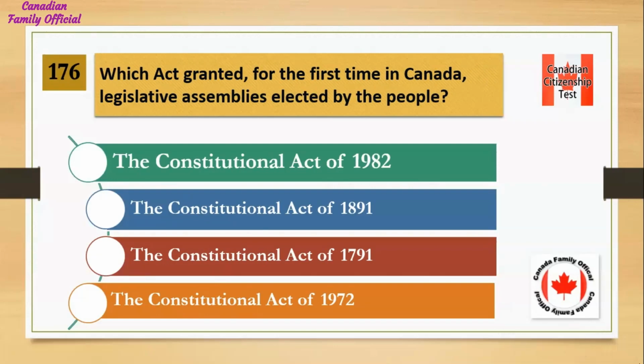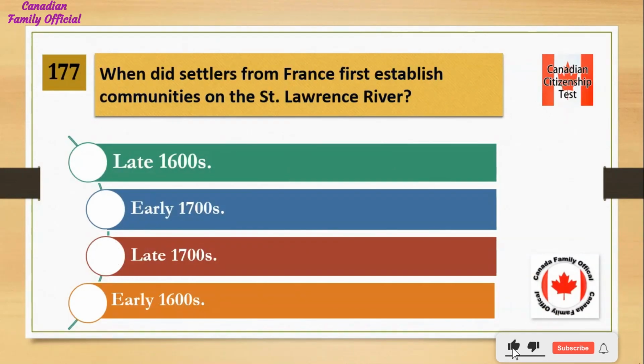Which act granted, for the first time in Canada, legislative assemblies elected by the people? Number 1, the Constitutional Act of 1982. Number 2, the Constitutional Act of 1891. Number 3, the Constitutional Act of 1791. Number 4, the Constitutional Act of 1972. And the answer is the Constitutional Act of 1791.